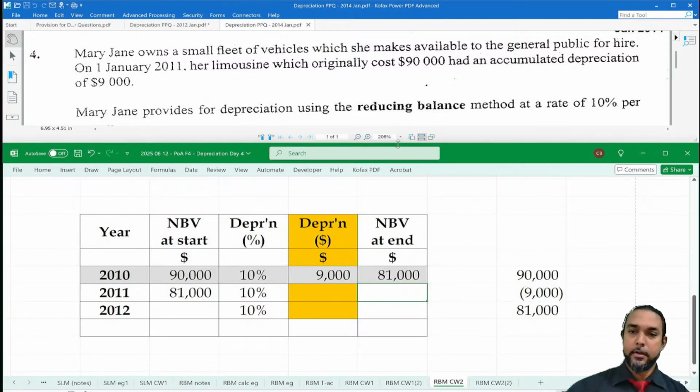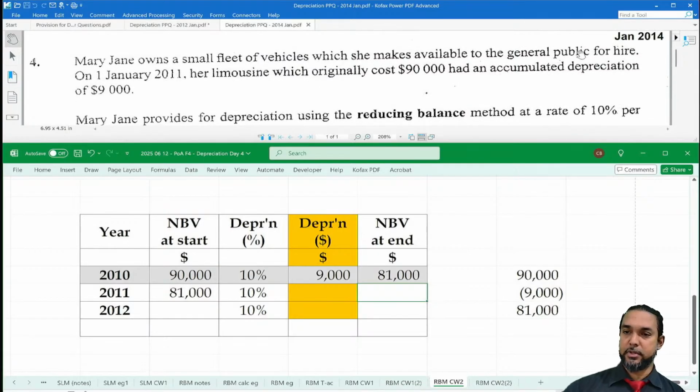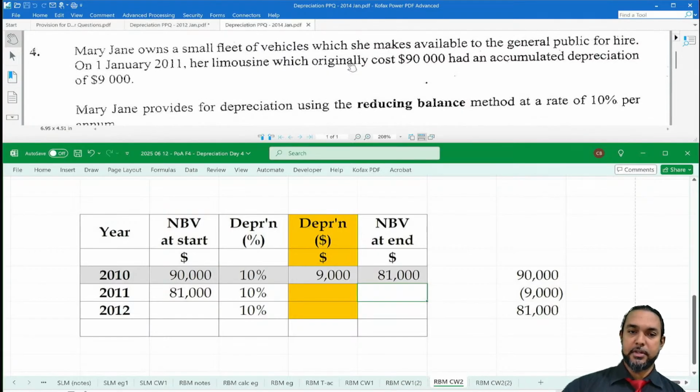All right, so what we're doing, we have a Jan 2014 question here. They said Mary Jane owns a small fleet of vehicles which she makes available to the general public for hire. On the 1st of Jan 2011, her limousine, which originally cost $90,000, had an accumulated depreciation of $9,000. So at the start of January, there was already depreciation on it. It goes on to say Mary Jane provides for depreciation using the reducing balance method at a rate of 10% per annum.